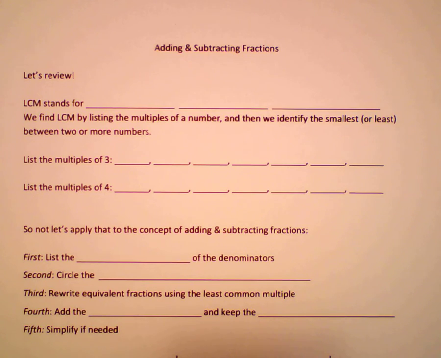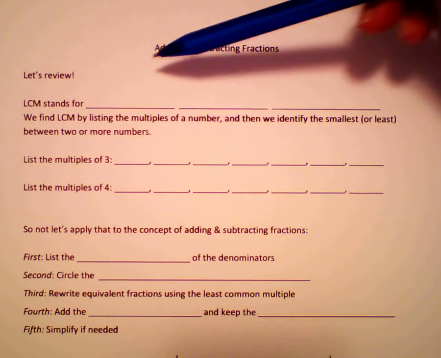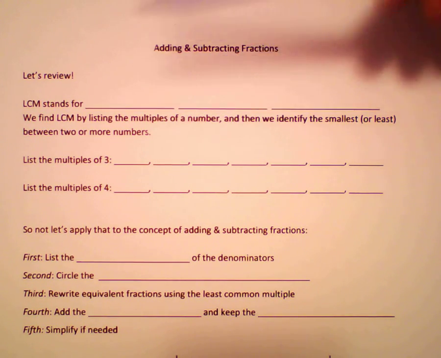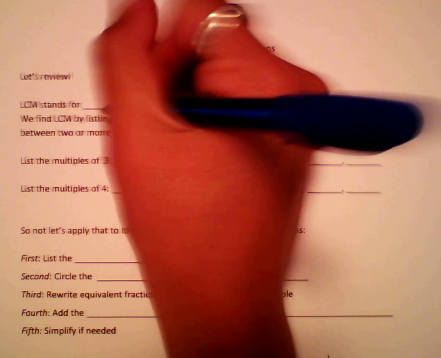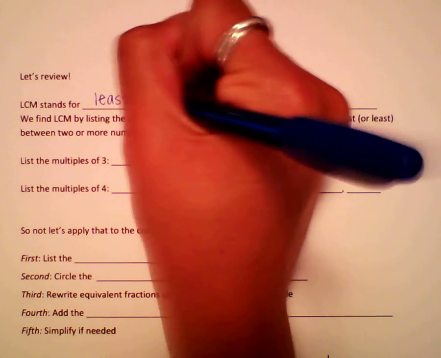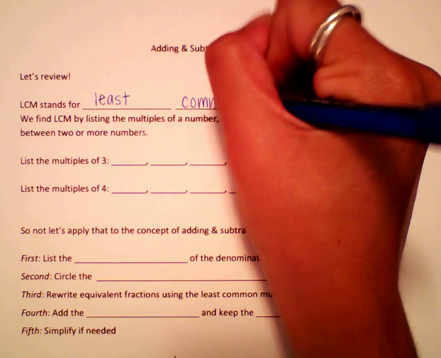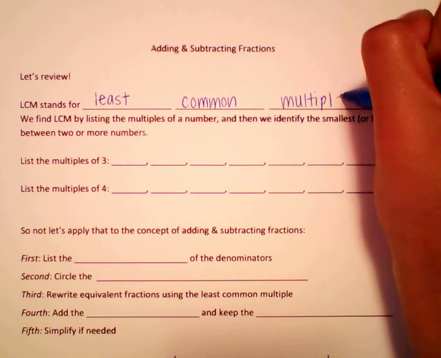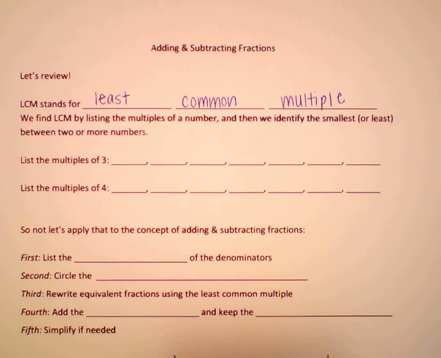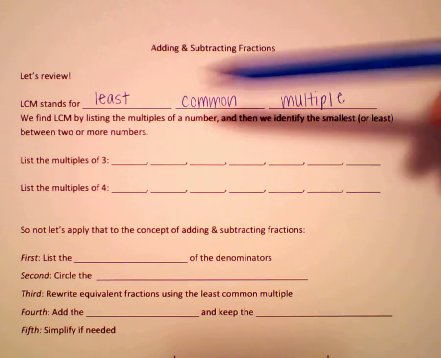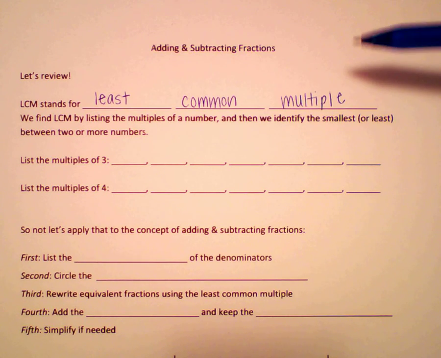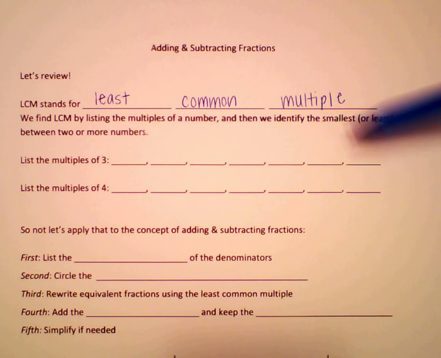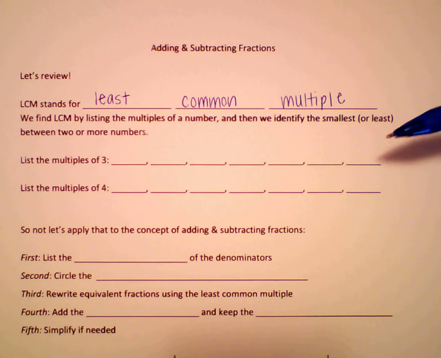So before we get started, let's do a quick review about something called LCM. LCM stands for, hopefully you remember, least common multiple. Keep in mind, anything that I am writing down, you are expected to be writing down in your notes as well. We find the LCM, or the least common multiple, by listing the multiples of a number, and then we identify the smallest, or least, between two or more numbers.